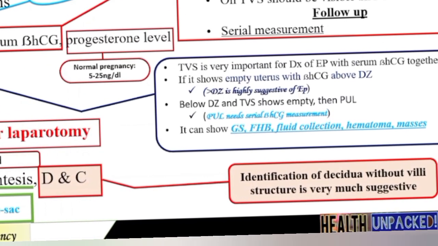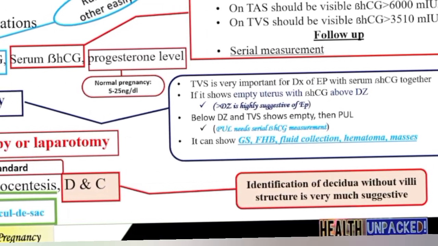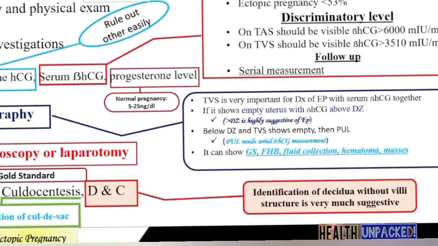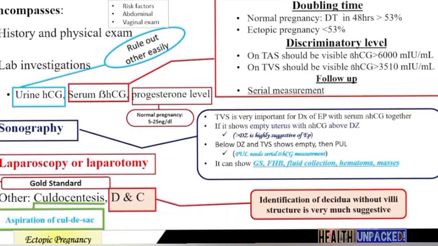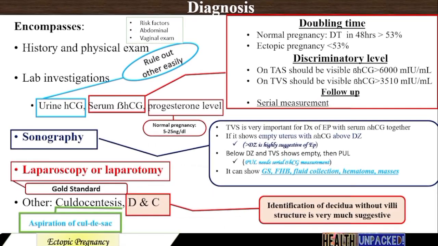D and C, which is dilatation and curettage: we dilate the cervix, then we curette the uterus. If we find decidua without chorionic villi, that suggests ectopic pregnancy. But if there is decidua plus chorionic villi, that suggests intrauterine pregnancy.